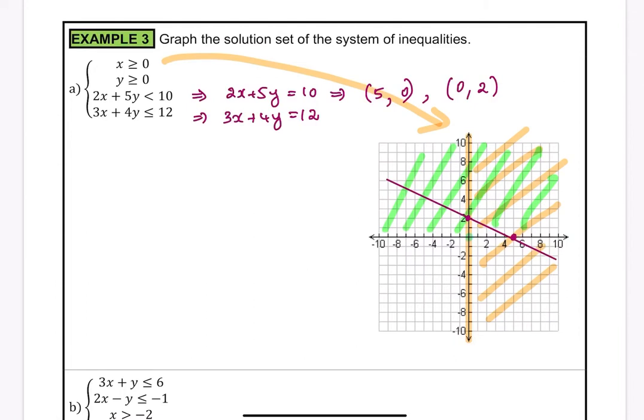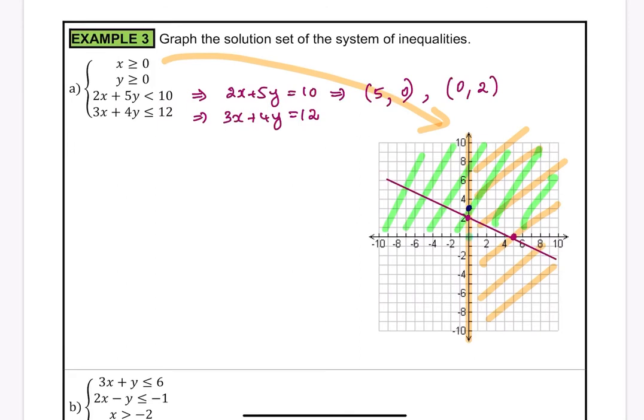Let's change and take a look at the second line. By the same token as earlier, when I plug in x equal to 0, that gives me 4y is equal to 12. That means that y is equal to 3. So x is 0, y is 3, which is going to be this right here.